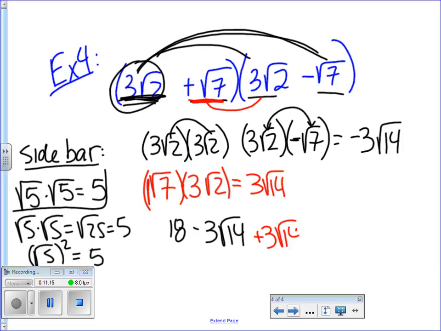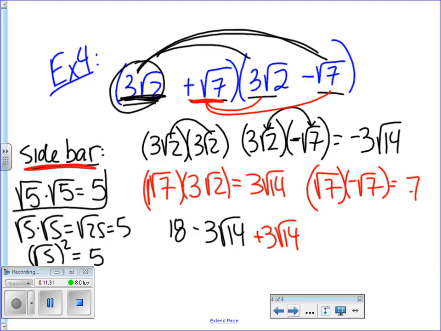3 radical 14. And the last thing we're going to do is multiply radical 7 times negative radical 7. So this is why we talked about this sidebar. Radical 7 times itself is just the radicand, which is 7. The coefficients, however, do need to be multiplied. So this has a coefficient of 1, and this has a coefficient of negative 1, so it's negative 7. So then we have this minus 7 at the end.